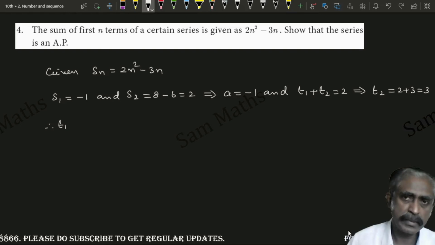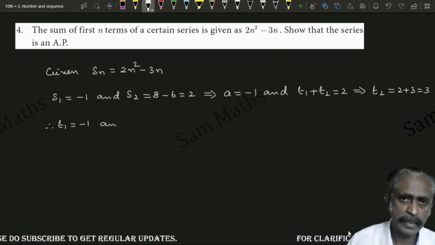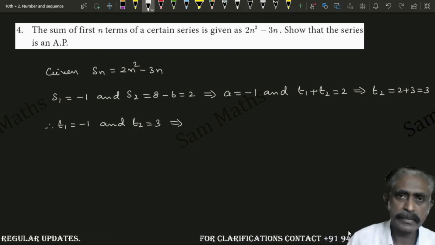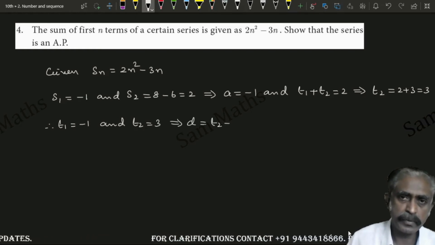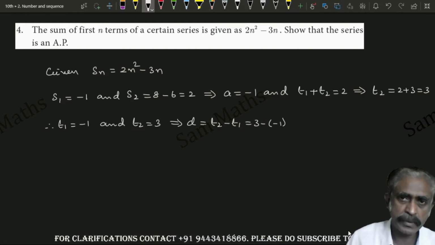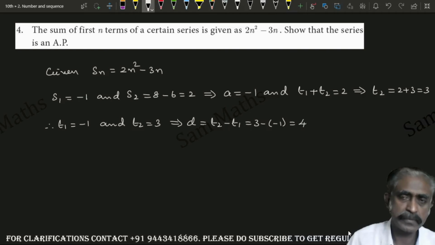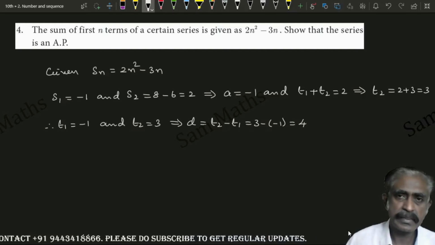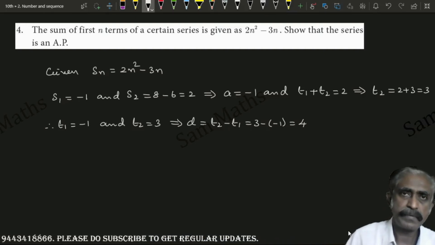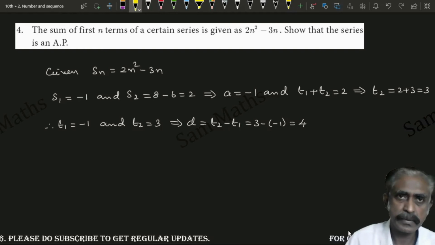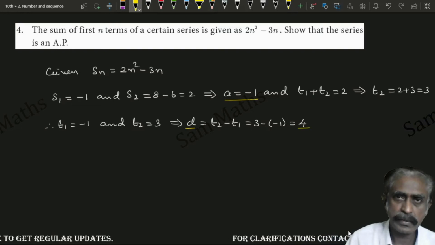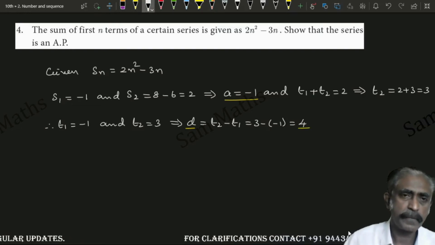Therefore, T1 is equal to minus 1 and T2 is equal to 3, which implies D is equal to T2 minus T1, that is equal to 3 minus of minus 1, equal to plus 4. Clear, children? Now we got the first term and the difference. First term is A is equal to minus 1 and the difference is D is equal to 4.